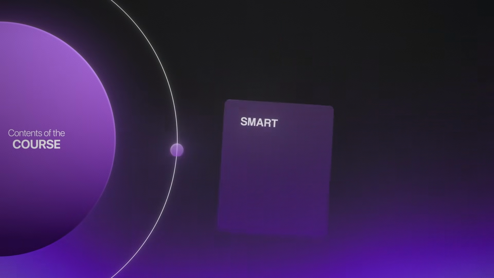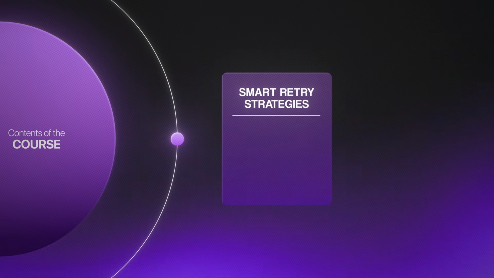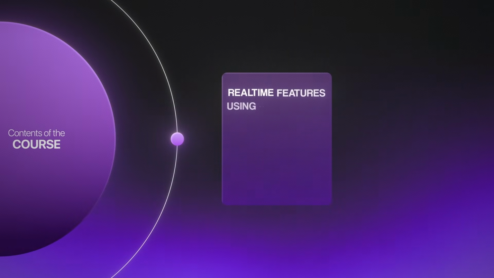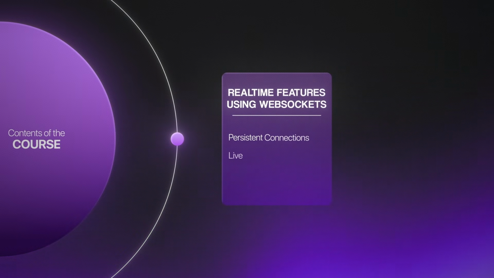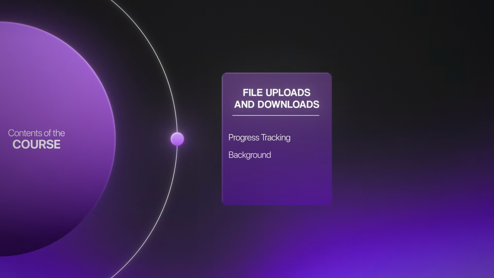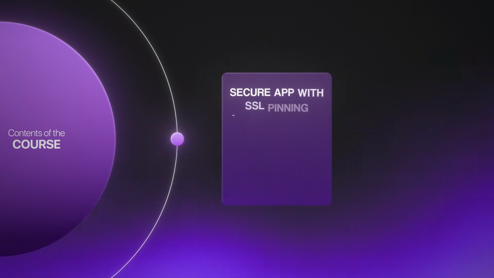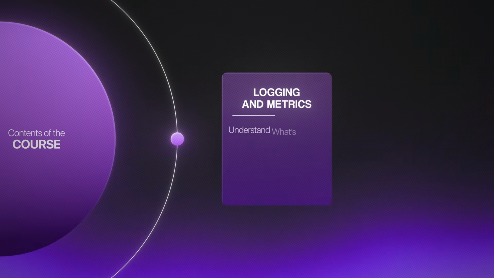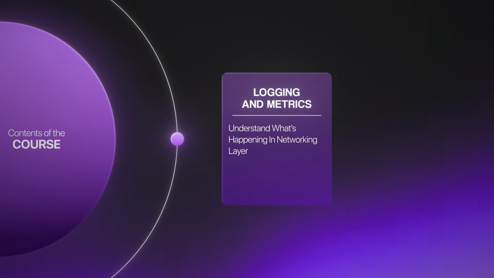And we also implement smart retry strategies and logic with exponential backoff, so your app handles failures gracefully instead of breaking. And we also build real-time features using WebSockets, persistent connections, live updates, and reconnection strategies as well. We'll also handle file uploads and downloads with progress tracking and background support like real apps do. Then we secure your app with SSL pinning, protecting against man-in-the-middle attacks for that added layer of security. And we add logging and metrics so you can actually understand what's happening in your networking layer step by step.